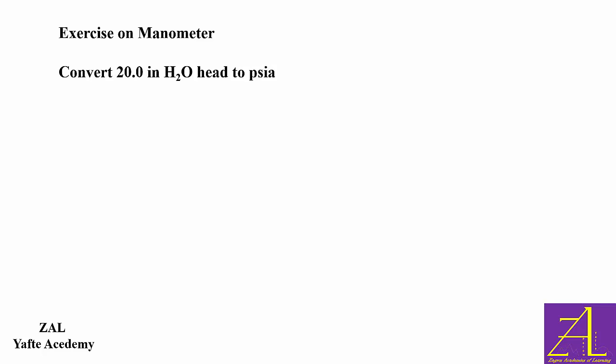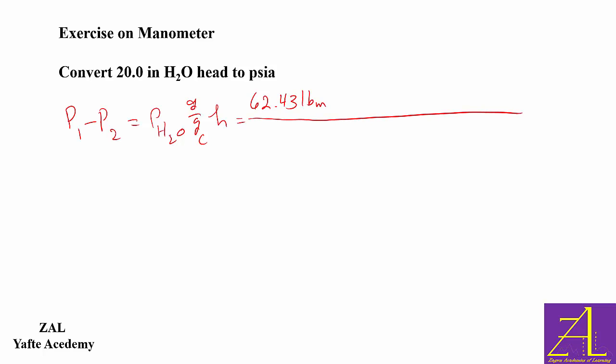Next one, 20 inches of water head, we want to convert it to psia. We know P1 minus P2 is equal to rho of water G over GC H, 62.43 pound mass of water per foot cube. This is the density rho. G over GC is 1 pound force per pound mass. And H has been given as 20 inches.